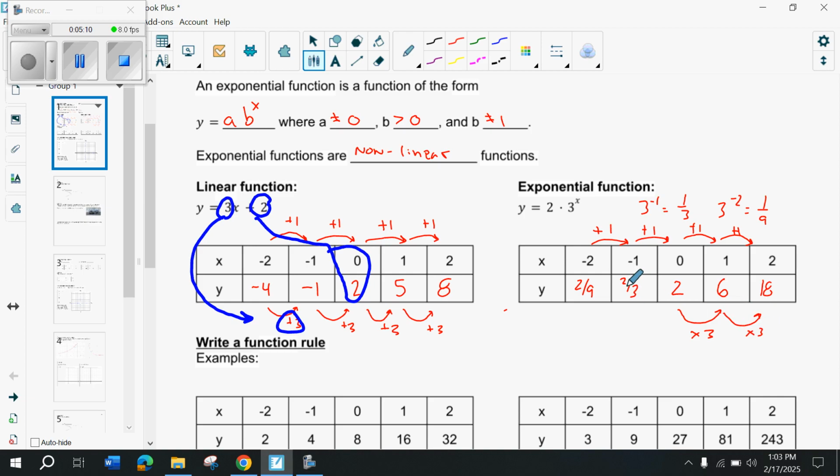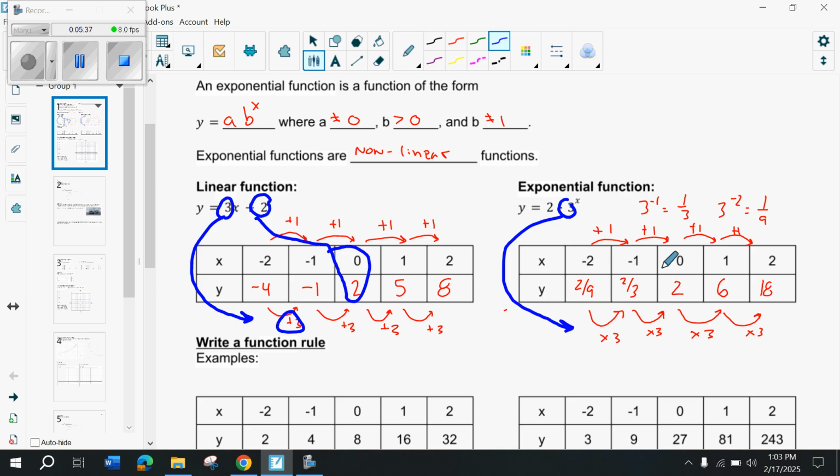And the same thing here. If I have 2/3 and I multiply it by 3, I'm going to get 2. If I have 2/9 and I multiply it by 3, I'm going to get 2/3. So analyzing this one here, switching back to blue, notice that as my x values are increasing by 1, my y values are being multiplied by 3. That's where this 3 is coming from here.